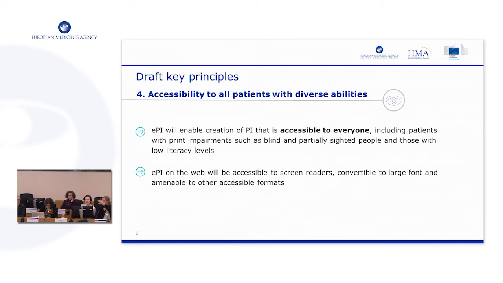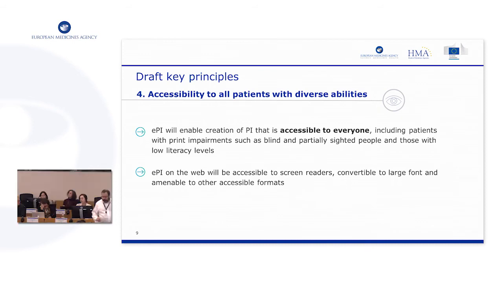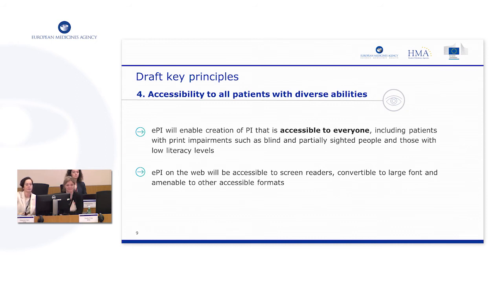Further comments, questions, please? Well, again, I think with the word enable, you already say that it's something for the future, one of the advantages for the future. So it doesn't have to be the case that once EPI is implemented, we have more accessible patient leaflets that are easier to understand. It's just that it makes it easier to make it. So I think with the word enable, that is clear. Good, clear.